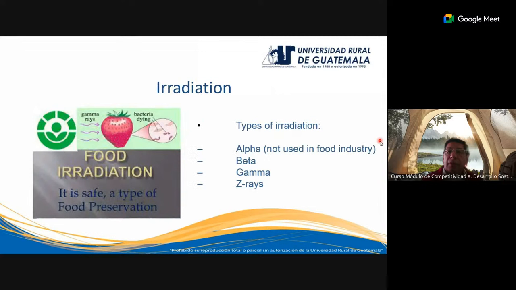First, we have a method that is used today, that is the irradiation. And there are some types of irradiation, the alpha, the beta, gamma, and Z rays. And this type of method is used to preserve not only meat, but also fruits, like we can see here. They are using gamma rays to preserve fruit in order to kill bacteria. So this way we will be able to preserve some types of foods, not only meat. Now let's continue.